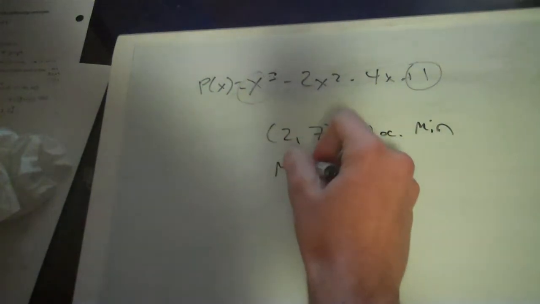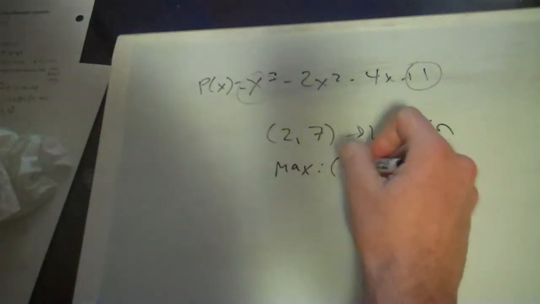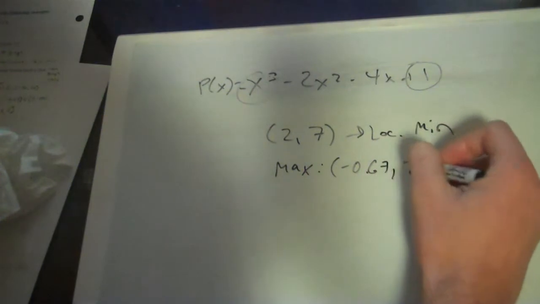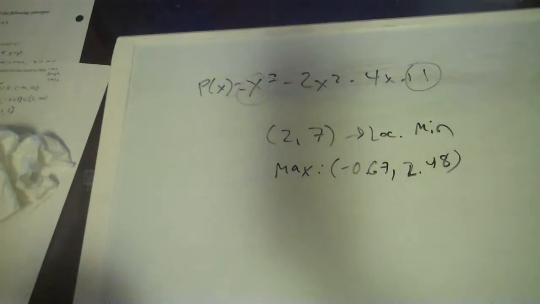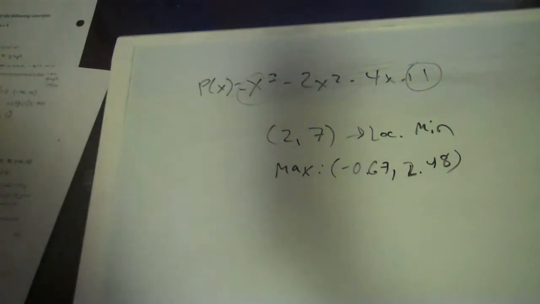And we're going to do the same thing for the maximum, except we're going to hit second calc maximum. Once you calculate that, I got max is negative 0.67, 2.48 is the point. So those are our local minimums and maximums that we just took care of. Easy. All through the calculator.